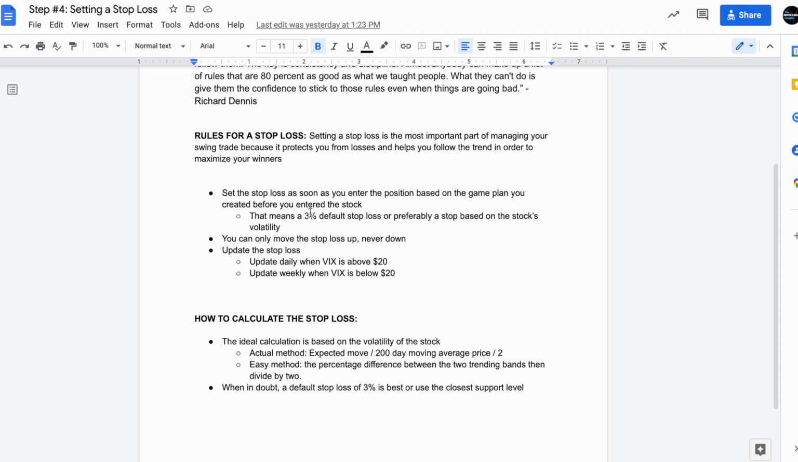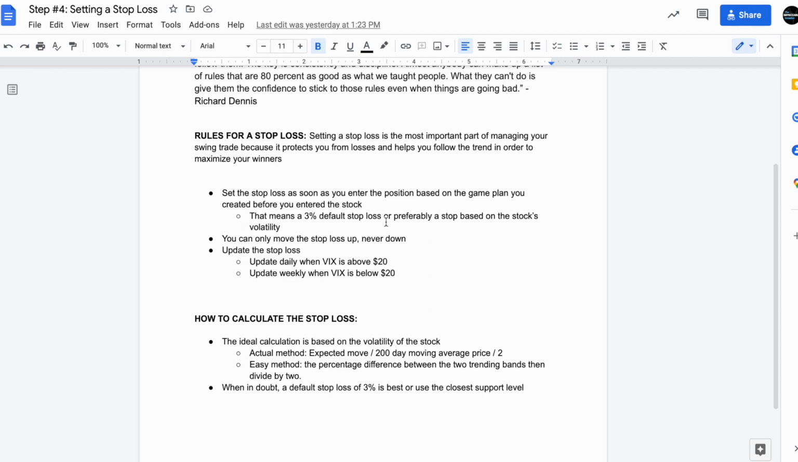So here are our rules for the stop loss. Setting a stop loss is the most important part of managing your swing trade because it protects you from losses and helps you follow the trend in order to maximize your winners. So set a stop loss as soon as you enter the position, based on the game plan you created before you entered the stock. This typically means a 3% default stop loss or, preferably, a stop based on the stock's volatility.